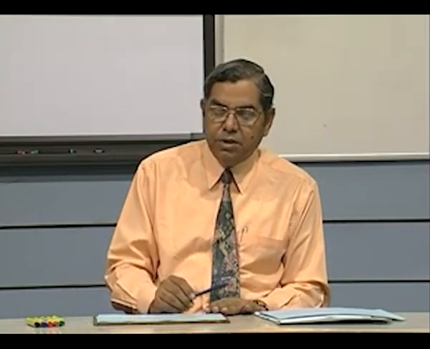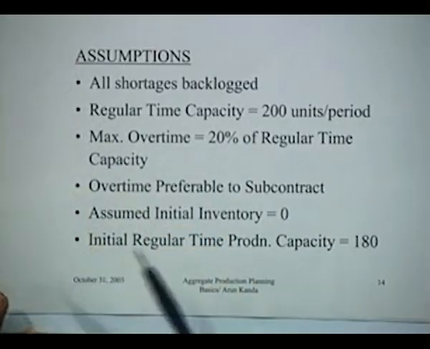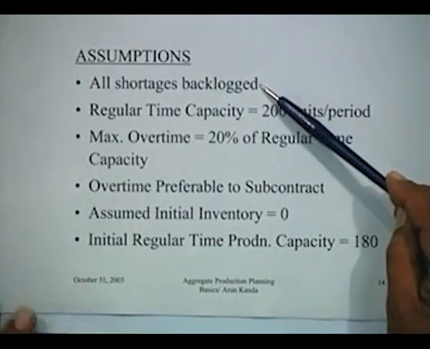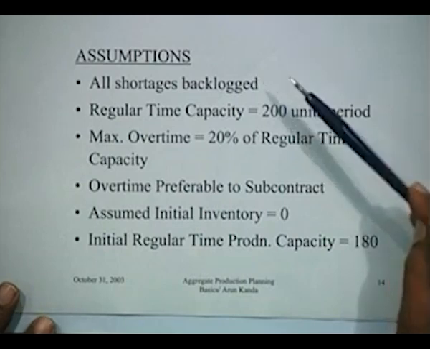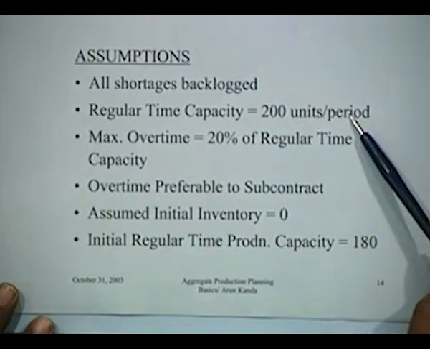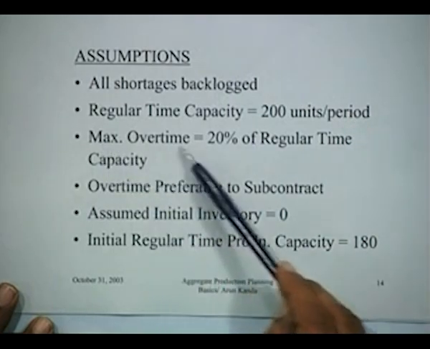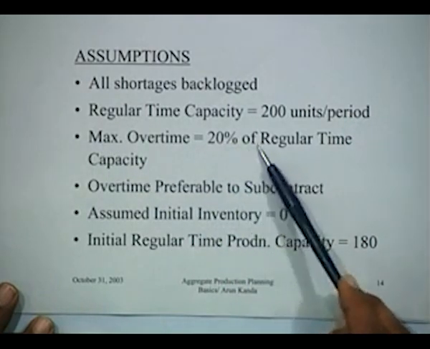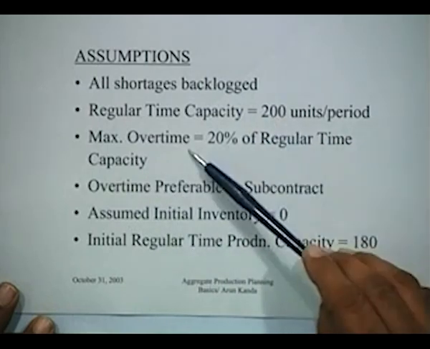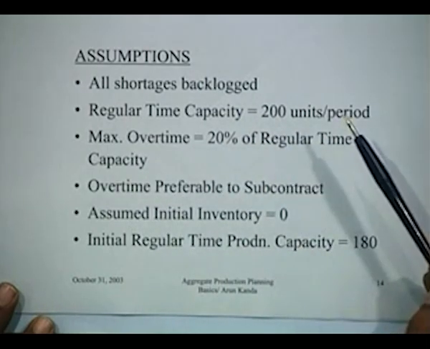Now, in carrying out those computations, some assumptions were made which are quite commonly followed. All shortages were assumed to be backlogged, which means that we did not have any lost sales. If there was a shortage of 20, we said that it is backlogged. Regular time capacity was taken to be 200 units per period. The maximum overtime capacity was taken to be 20% of the regular capacity. So, 20% would mean that the maximum overtime was 40 units per period.